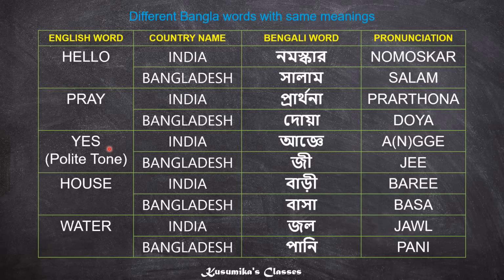Yes, in a polite tone. For example, somebody calls you and you answer yes, or you agree with someone. Yes. In India, you would say agge. In Bangladesh, you would say G. G can also be used in a negative sense. For example, you want to politely say a no. Then you can say G na.